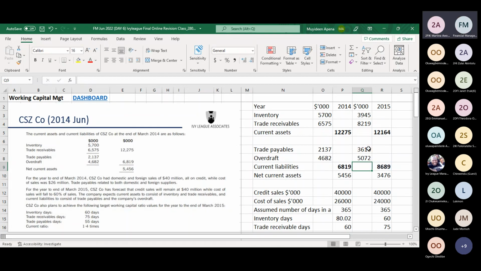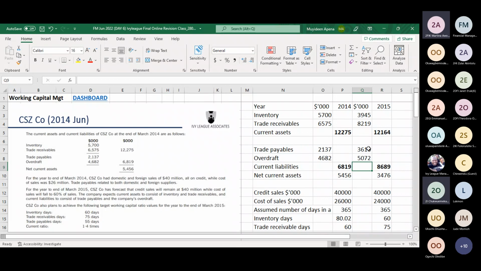Okay. So by the time you are analyzing, you have things to speak to. Remember, you have to analyze based on the items. So speak to inventory, speak to receivables, speak to payables, speak to overdrafts. Okay, so we can see that the inventory reduced. We can maybe calculate the percentage decrease.